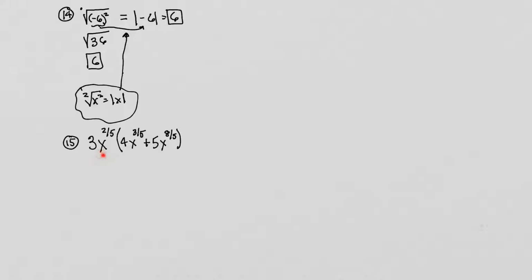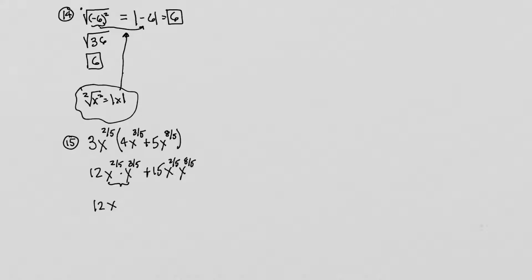For 15, let's apply the distributive property. So we'll get 3 times 4. So we'll start here with 12. And then we're going to get x to the, I'll write the whole thing here. It's x to the 2/5 times x to the 3/5 plus, and then when we multiply over here, I'm just going to go ahead and multiply the 3 and the 5, getting us 15. But then it's going to be our x to the 2/5 times x to the 8/5. Now, here's two powers with the same base, so we can just add the exponents.